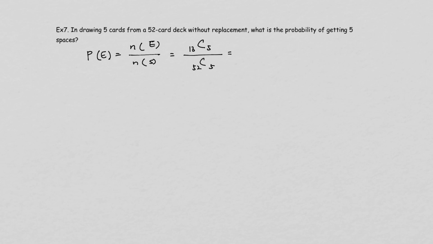If you actually do the math, for the numerator, you get 1,287. The denominator is a little larger, obviously. And when you divide that, it gives you a very small number. So that's the probability of getting all 5 spades when you're picking 5 cards out of 52.